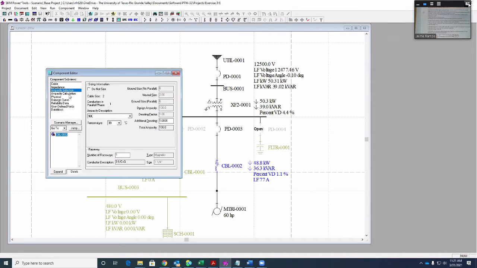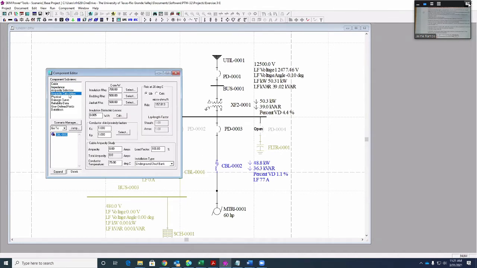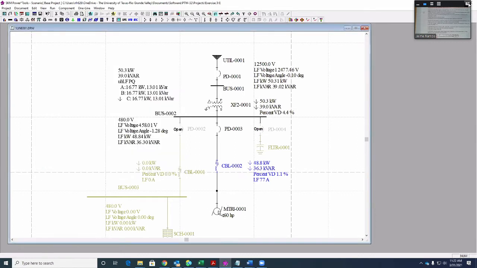And the ampacity calculation, what would it be? I don't have any result. Okay. Fine. So then let me close this. So that's cable. Now let's look at the motor.